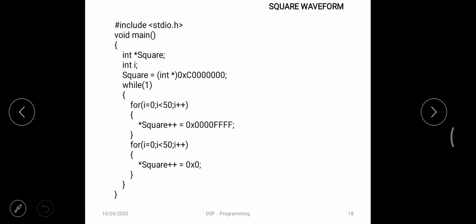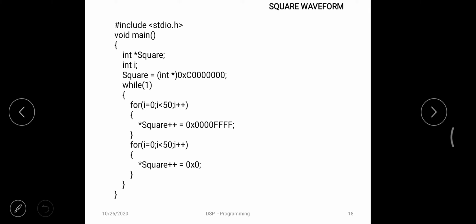We all know that for a square waveform we are going to have two different amplitudes, one is high, the other one is low. So we'll start the program. #include <stdio.h>, it's a standard input output library file. Then starting the main function. I'm defining two variables, one is i, the other one is square as a pointer. I am assigning the starting address location of square as 0.